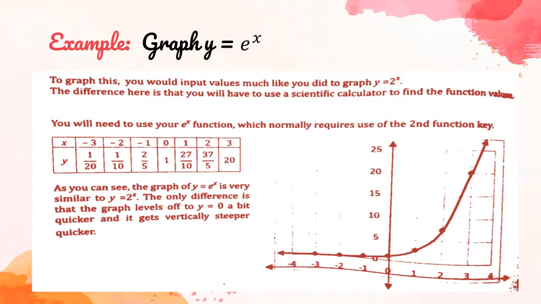E raised to negative 3 is 1 over 20. E raised to negative 2 is 1 over 10. E raised to negative 1 is 2 over 5. E raised to 0 is 1. E raised to positive 1 is 2 or 27 over 10. E raised to positive 2 is equal to 37 over 5. E raised to positive 3, the answer is 20.